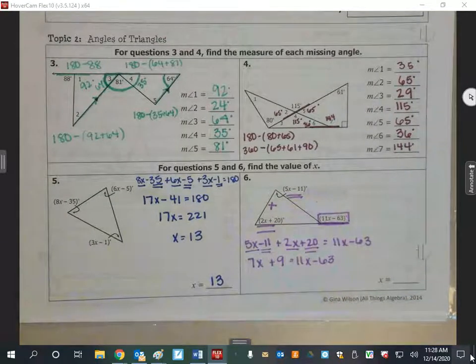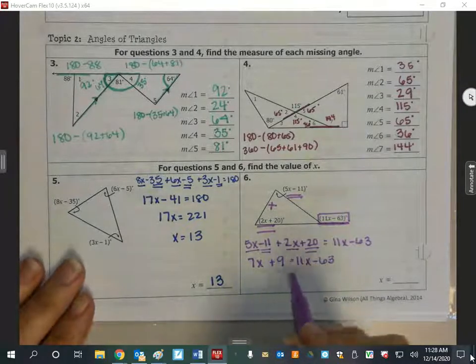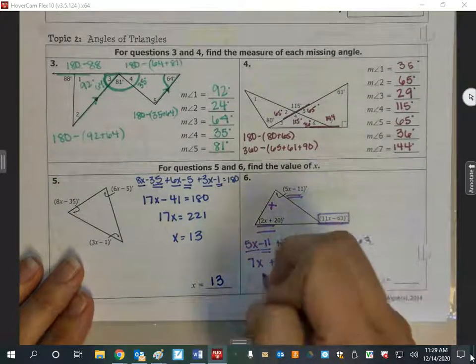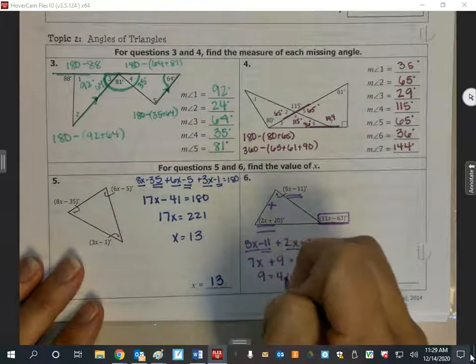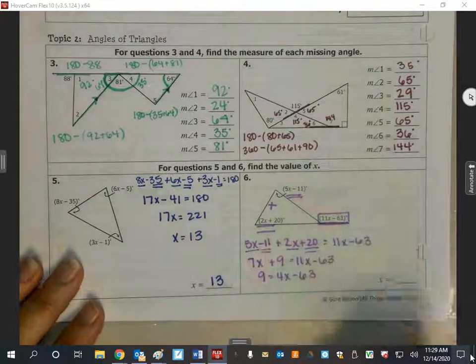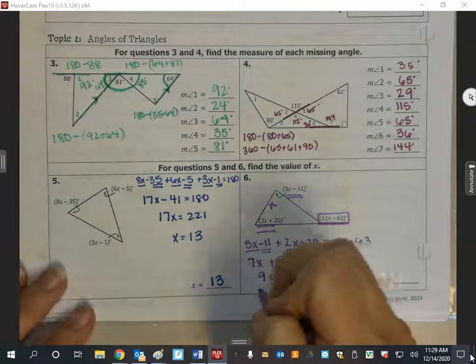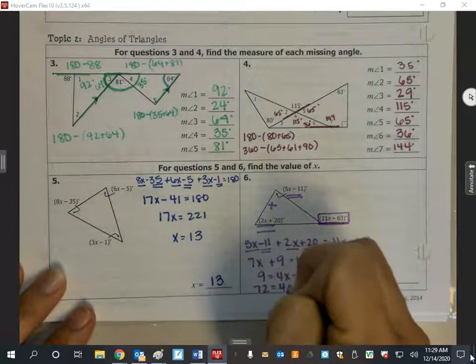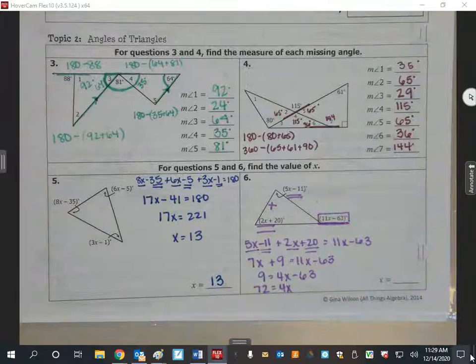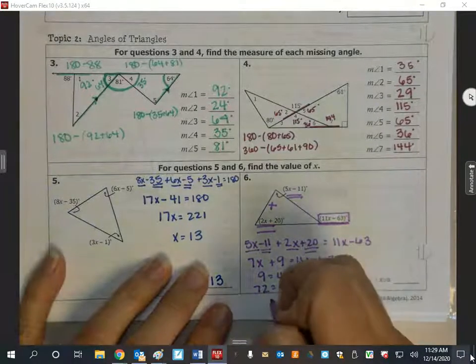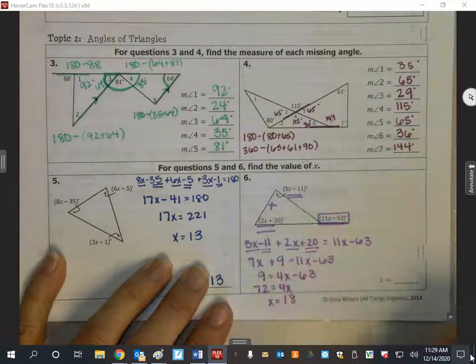Go ahead and finish this up and solve for x for me. All right, you should have subtracted 7x from both sides, and you would have gotten 9 equals 4x minus 63. Added 63 to both sides, and 72 equals 4x. Divided by 4, and x equals 18.